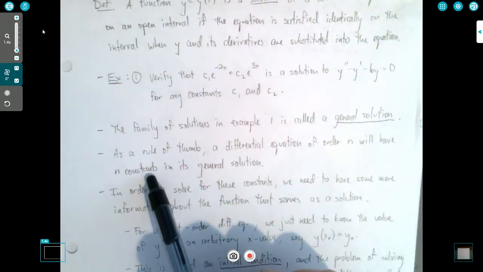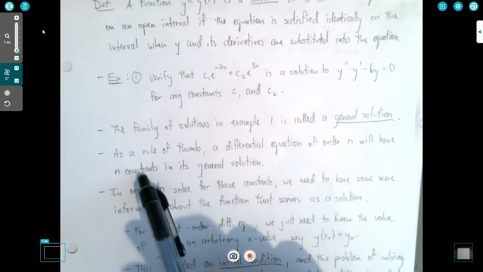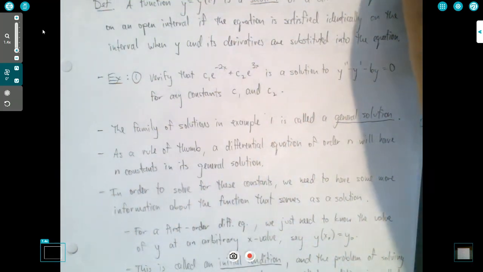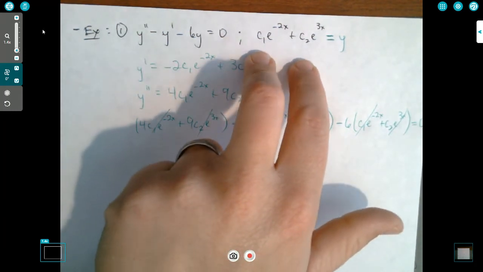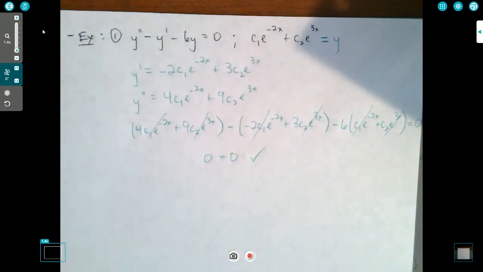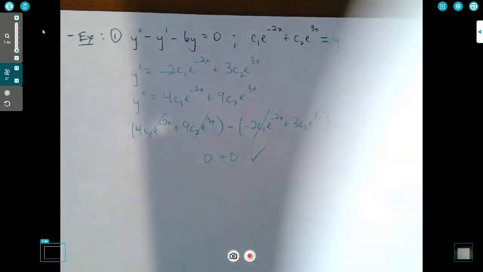As a rule of thumb, a differential equation of order n is going to have n constants in its general solution. So just like we saw here, we had a second order differential equation, and we had 2 constants in the general solution. So if you had a fifth order differential equation, you'd expect to have 5 constants in your general solution.